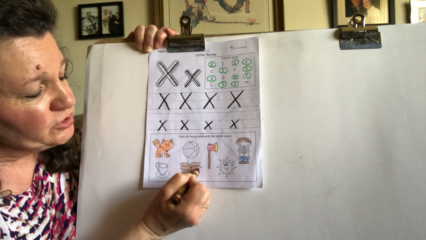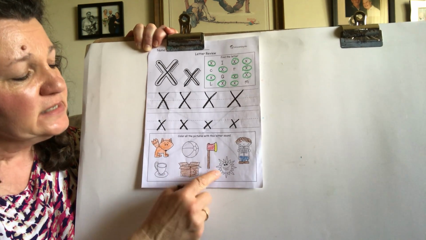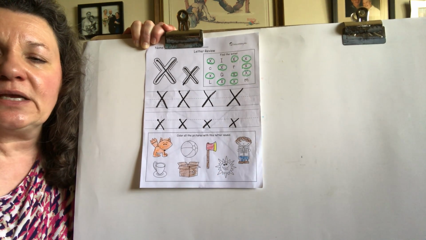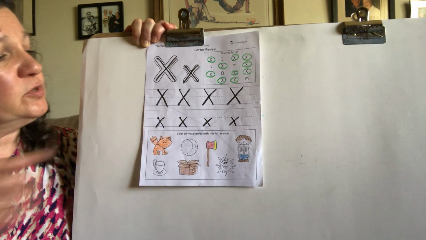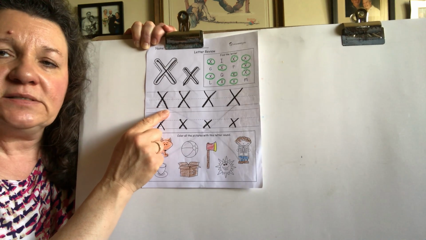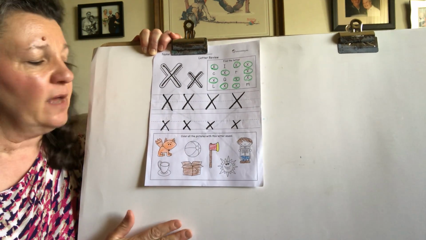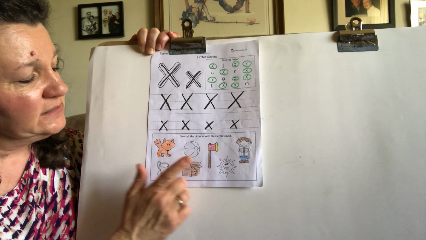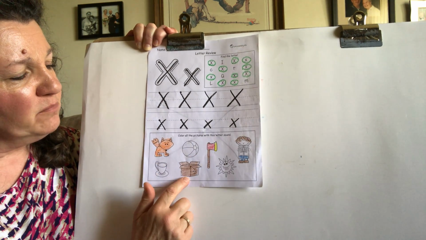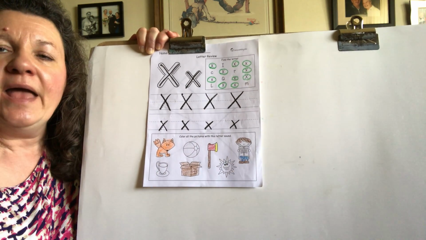And our last picture is the sun. Do you hear that X sound? No. Okay, so what letter is this? This is the letter X, and the X makes that X sound most of the time, like in fox, and axe, and box, and at the beginning of X-ray.